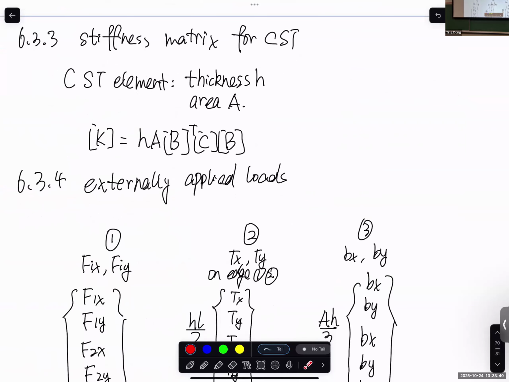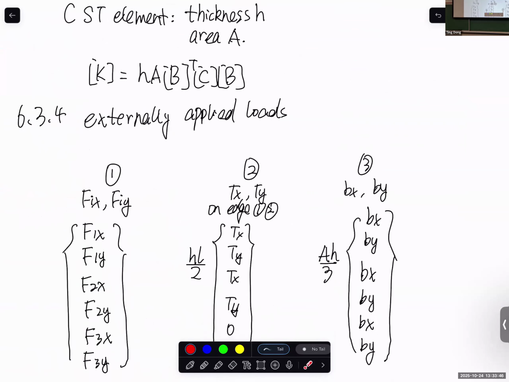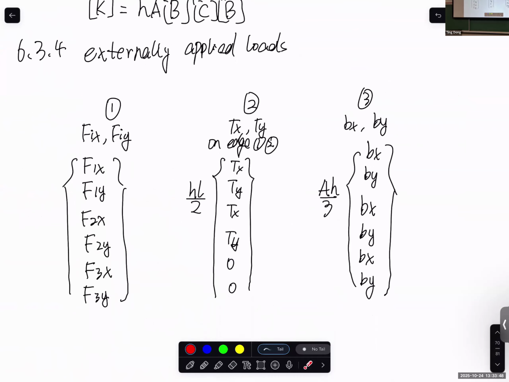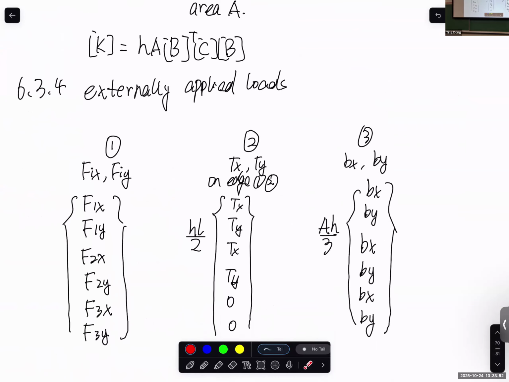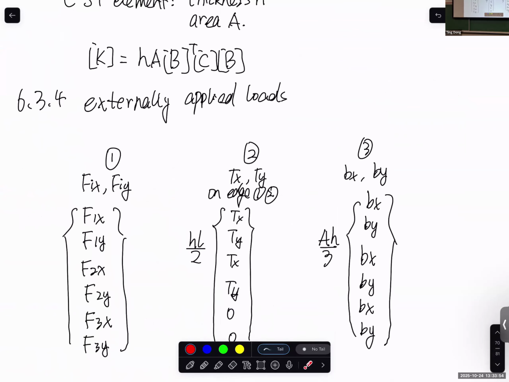For the stiffness matrix for the CST element, it's the area times B transpose times C times B. I will figure out how to test you guys in the exam.